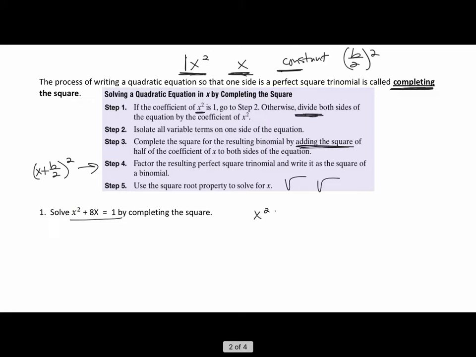Okay, so an example here. X squared plus 8x equals 1. I'm going to leave some space here because I'm going to add my own constant, right?